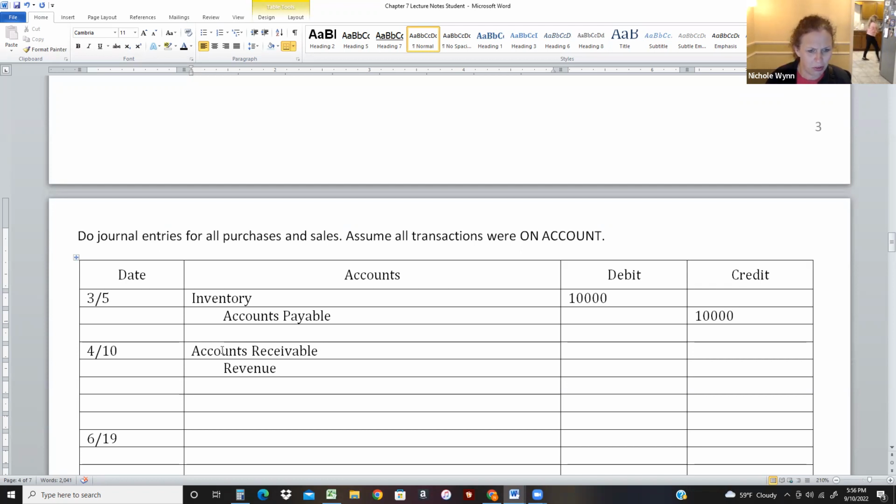Okay, so accounts receivable and revenue and COGS and inventory.